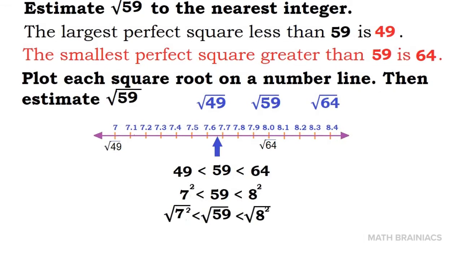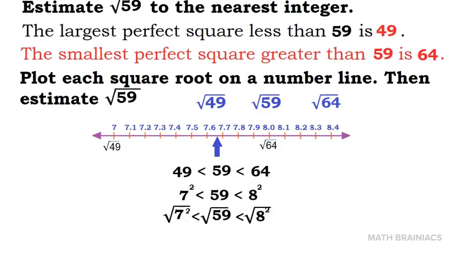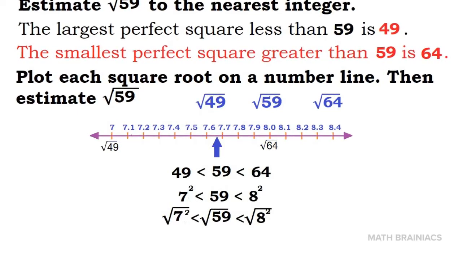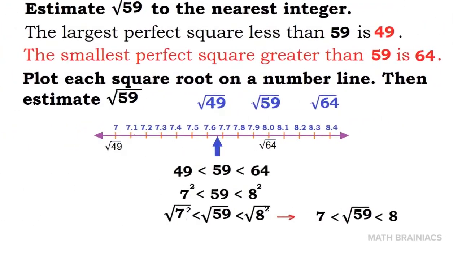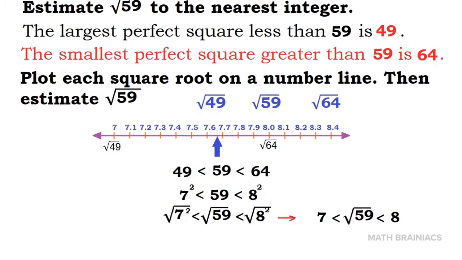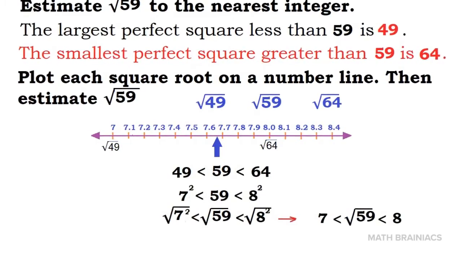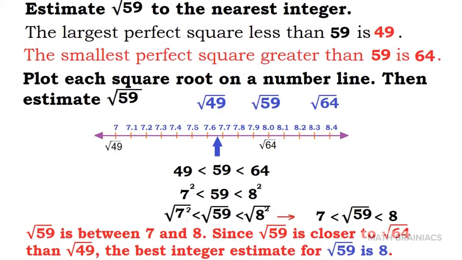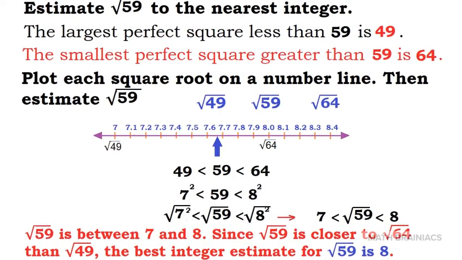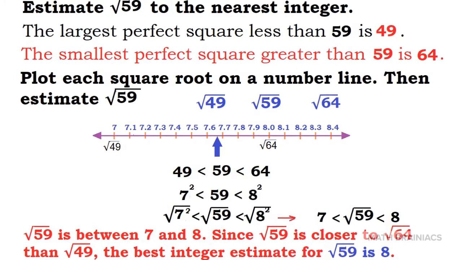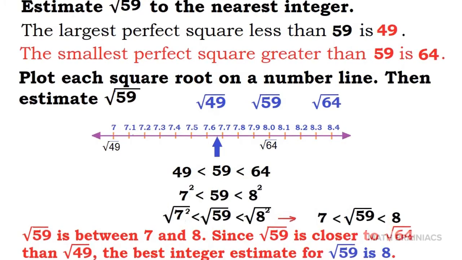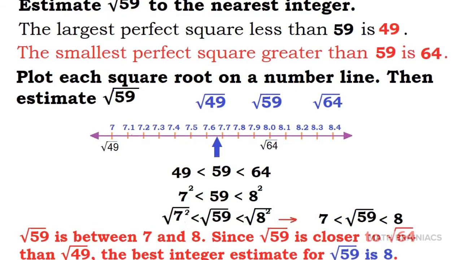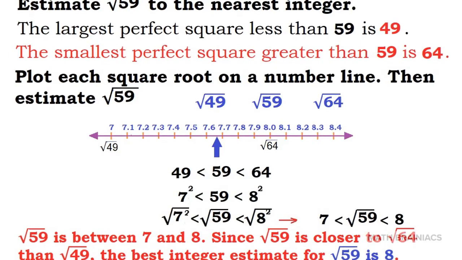Finding the square root of each number, we can write square root of 7 squared less than square root of 59 less than square root of 8 squared. Simplifying the inequality, we have 7 less than square root of 59 less than 8. We can spot right away that square root of 59 is between 7 and 8. Since the square root of 59 is closer to square root of 64 than square root of 49, the best integer estimate for square root of 59 is 8.